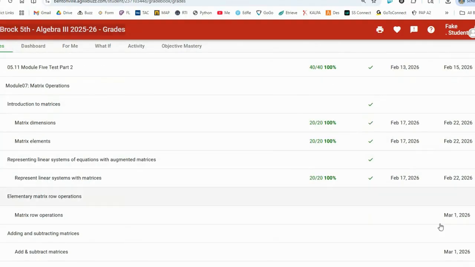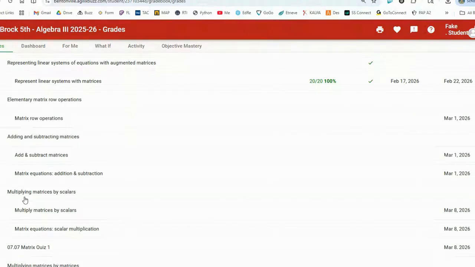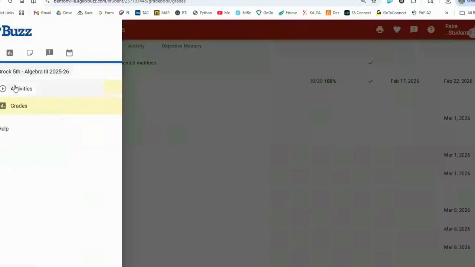Look over here in the right-hand column. These are the due dates. We can see this week there are 3 things due this Sunday: the matrix row operations, adding and subtracting matrices, and matrix equations, addition and subtraction. So those are the 3 assignments this week. Let's go back and take a look.